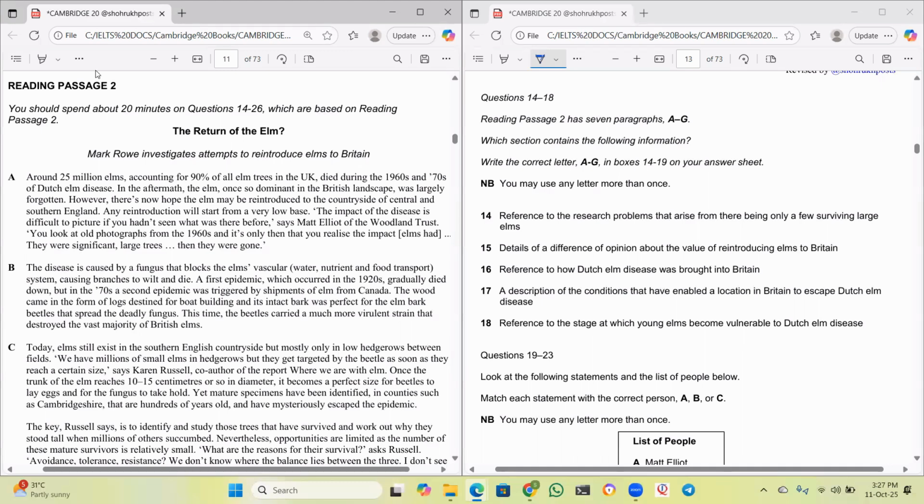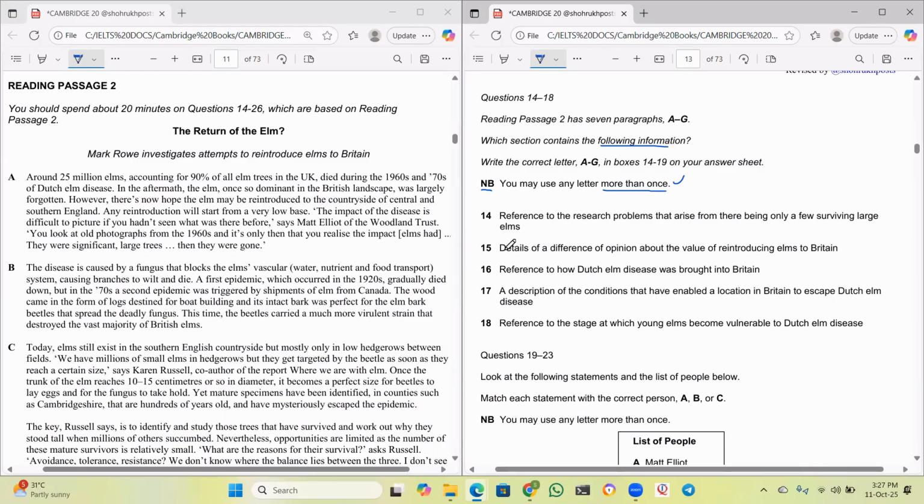For the first set of questions, we have a hint. You see this? You may use any letter more than once. This is a hint, guys. If they have given this statement, then obviously, 100% some answer is going to repeat itself. Out of these five, we will get at least two similar answers. So which section contains the following information? We have to read the statements and then see where that statement is.